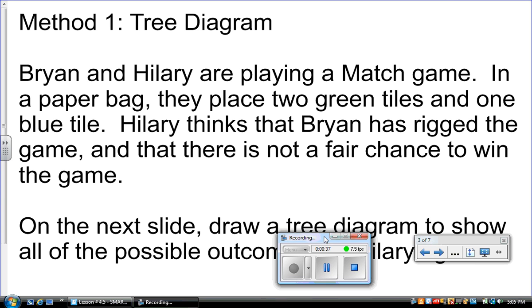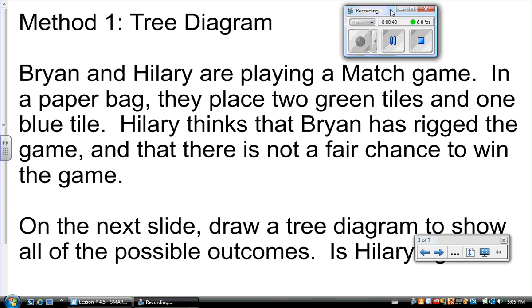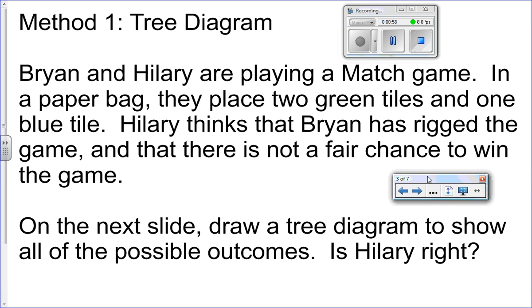Method number 1, tree diagram. Brian and Hillary are playing a match game. In a paper bag, they place 2 green tiles and 1 blue tile. Hillary thinks that Brian has rigged the game and that there is not a fair chance to win the game. On the next slide, let's draw a tree diagram to show all of the possible outcomes.